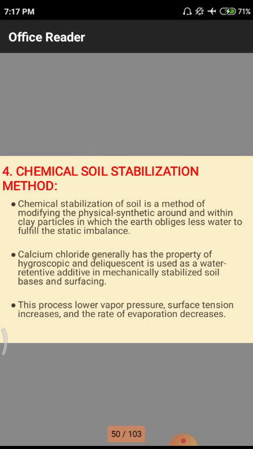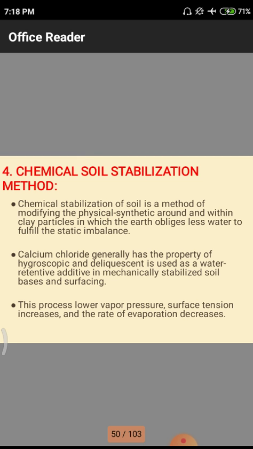But in chemical stabilization, we simply use a chemical which actively participates in the reaction. Due to that reaction, the soil particles and surrounding molecules actively form bonds, and then they gain strength. Next, what are the different types of chemicals we use in soil stabilization?